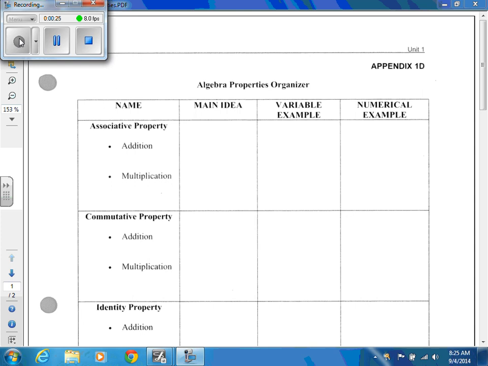The first one we're going to start with is the associative property. The way I like to remember this is for the word associate, and if people associate together, then they're usually friends. This property has one for addition and multiplication. So the main idea behind this one is that the parentheses move to other groups on the other side.